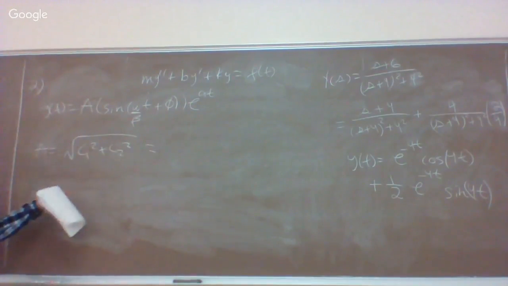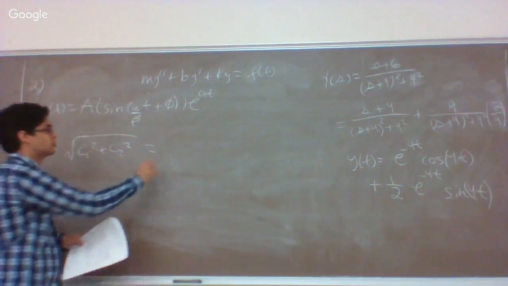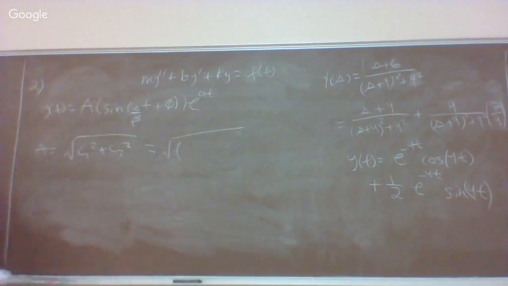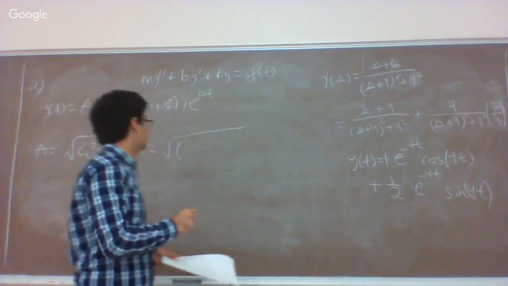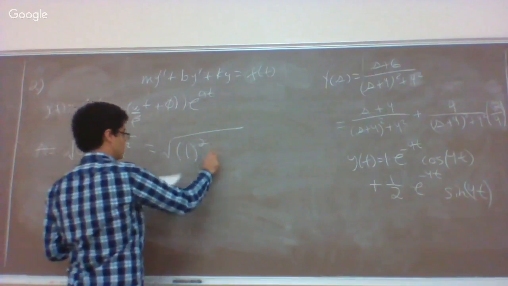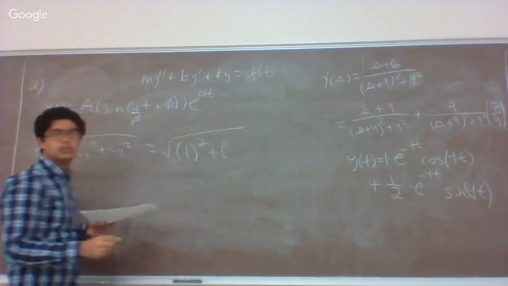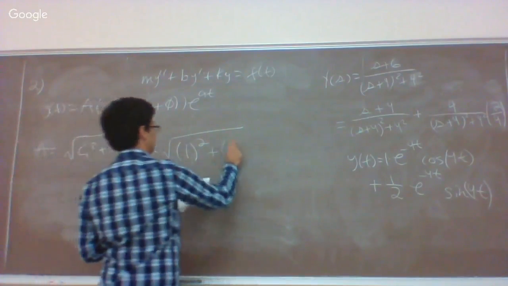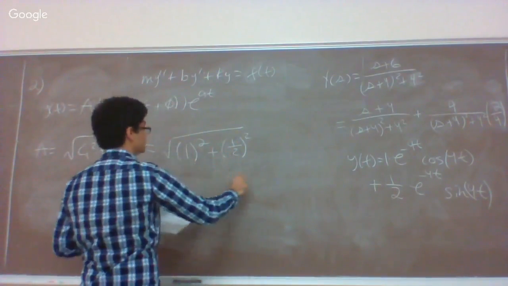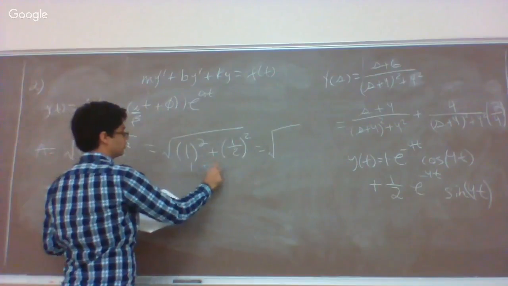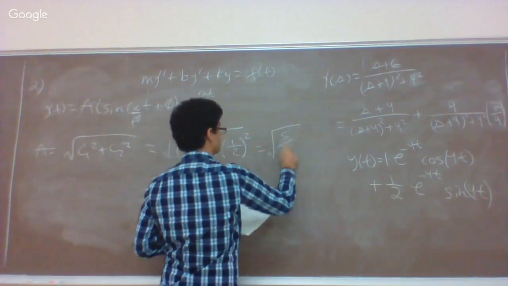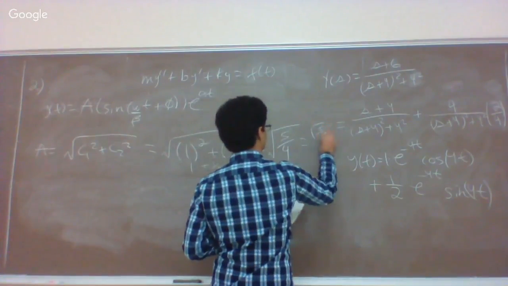What is c1? So I have the square root of what? What would c1 be? Just 1. It would be the 1 here. So the 1 squared plus, what would my c2 be? 1/2, quantity squared. That's equal to the square root of 1 plus 1/4. So that's 5/4. So this is equal to square root of 5 divided by 2.